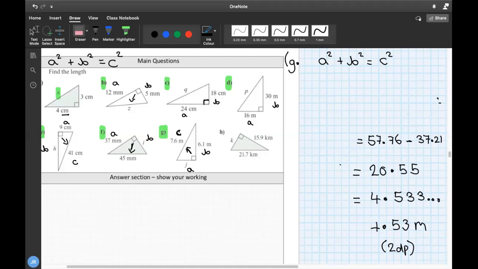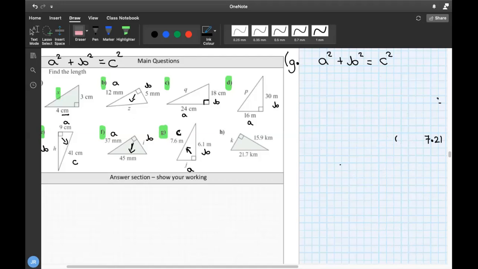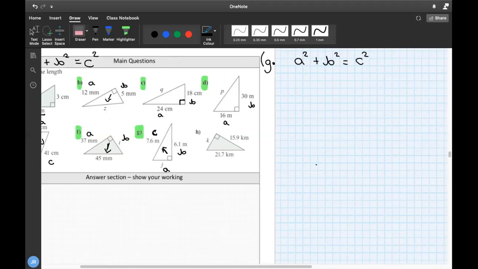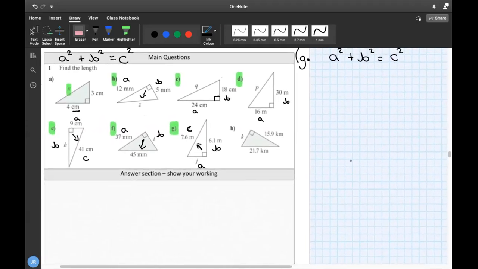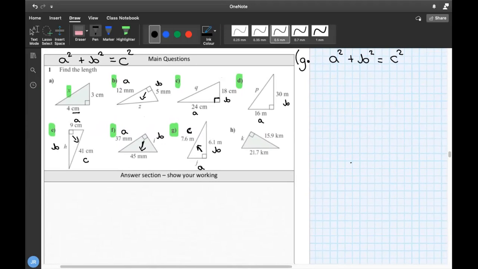So question H, they've rotated it. First thing you're going to want to do here is identify the hypotenuse, the longest side. Sometimes it's very difficult to spot what the longest side is, so you can use your right angle to help you. The hypotenuse is always opposite the right angle. So that was our C. I'm going to call A, K, and this side will be B. So let's write our hypotenuse in first, our longest side, that was 21.7.